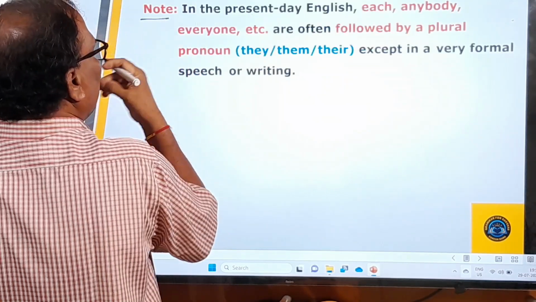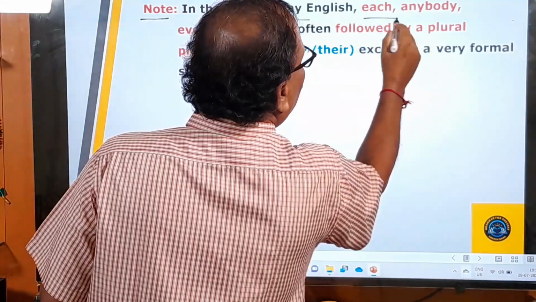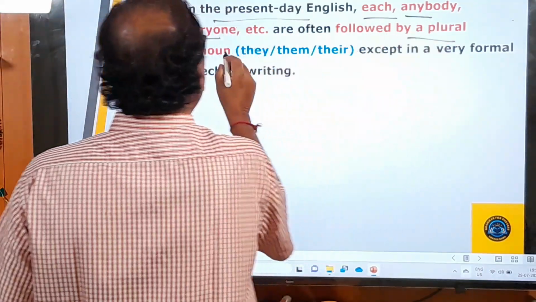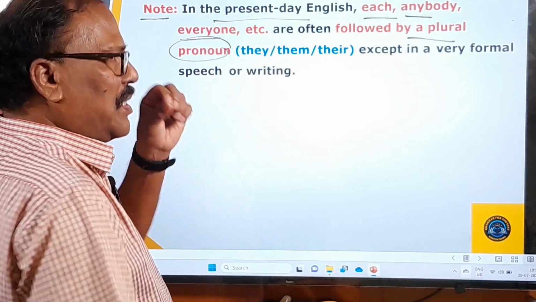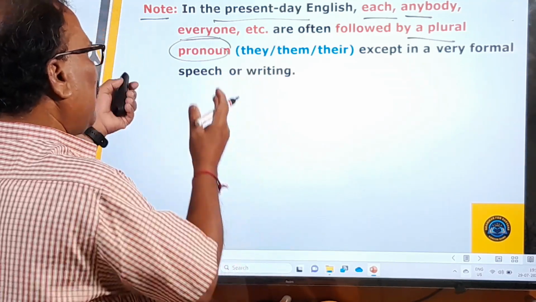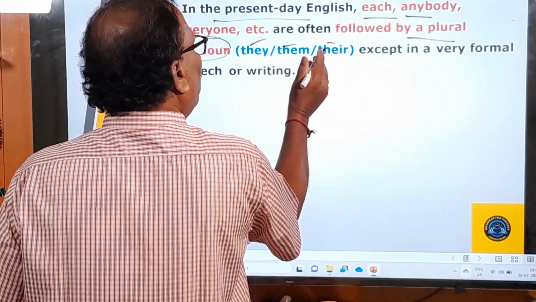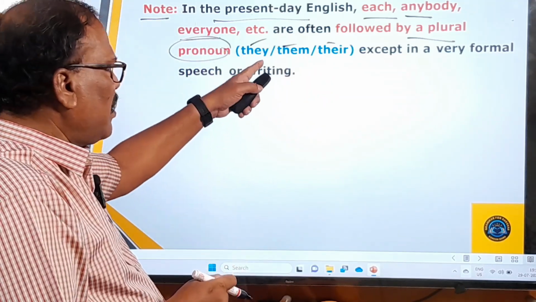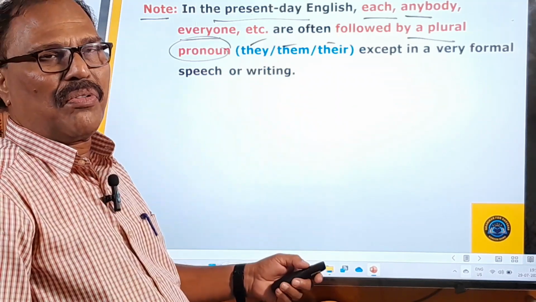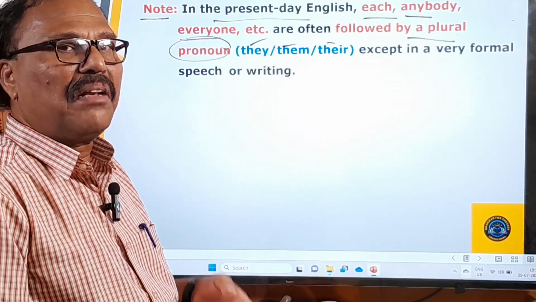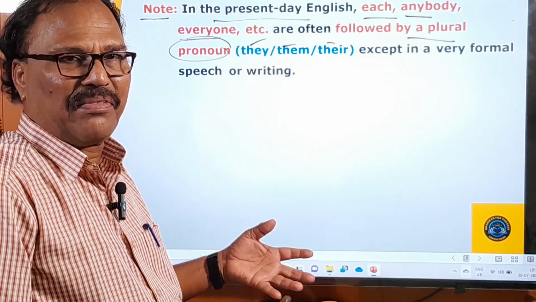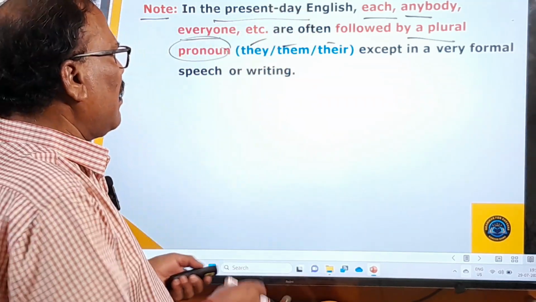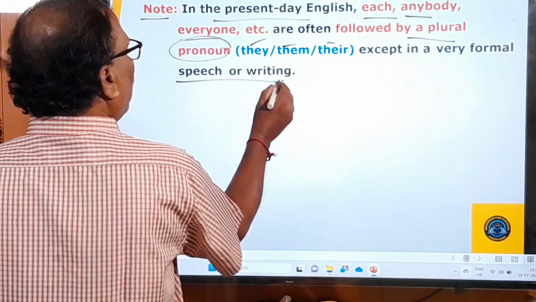Note, one more note is also given here. In present day's English, each, anybody, everyone, etc. are often followed by a plural pronoun. So in present day English, that means in modern English, they and them are commonly used. But strictly and grammatically speaking, you should not use them. But in spoken English, they are using it like that in informal English. So in present day English, meaning modern English, they are using that, except in a very formal speech or writing. Okay.